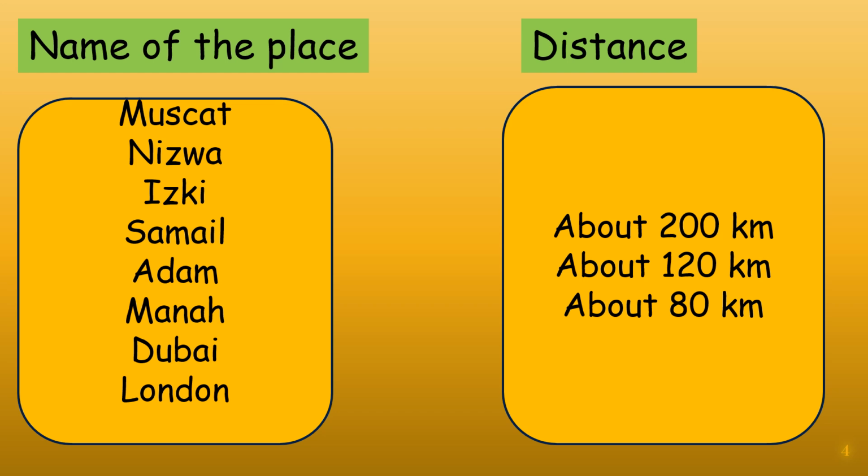Okay. Now you will write the distance for these places using the word about. About, it is about 200 kilometers, about 120 kilometers, about 80 kilometers. Km is used to write kilometers. So write km when you are describing the distance.